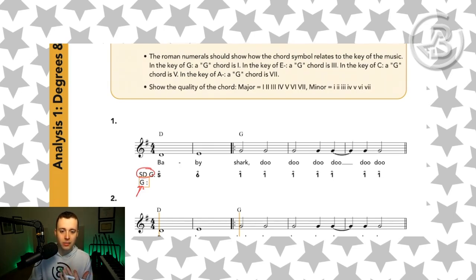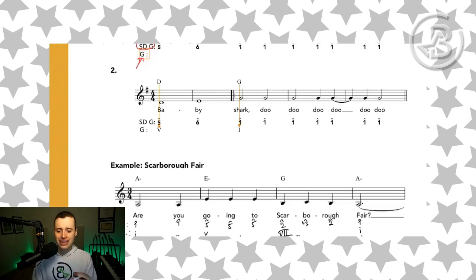In the key of E minor, a G chord is 3. In the key of C, a G chord is 5. In the key of A minor, a G chord is 7. And you're always going to show the quality of the chord, with the major chords being capitalized and the minor chords being lowercase. So let's look at this example of Baby Shark with a harmonic analysis.